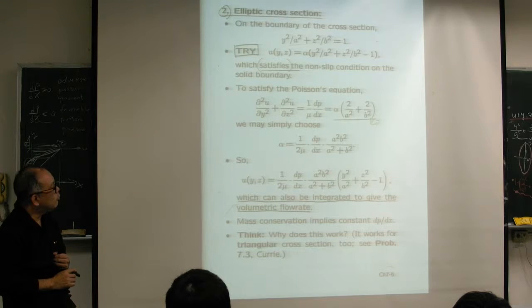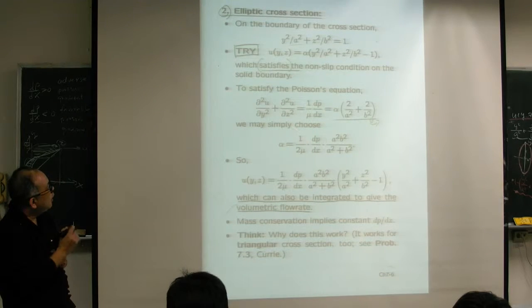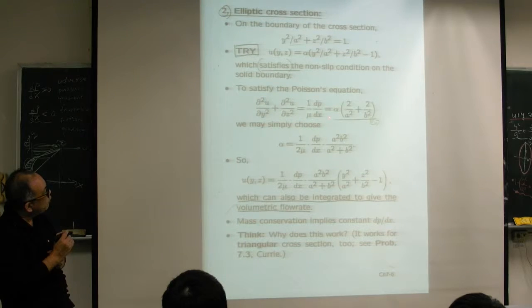Okay, a two-dimensional cross section. We take this partial square u partial y square. From here you can find this, and then partial square u partial z square, from here you can get this. So this one plus this one should be equal to this, and we can find our alpha. This alpha should be equal to this.